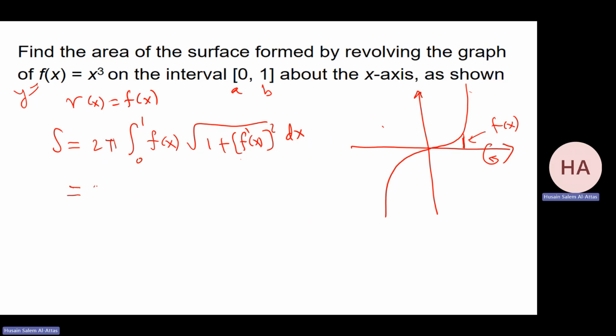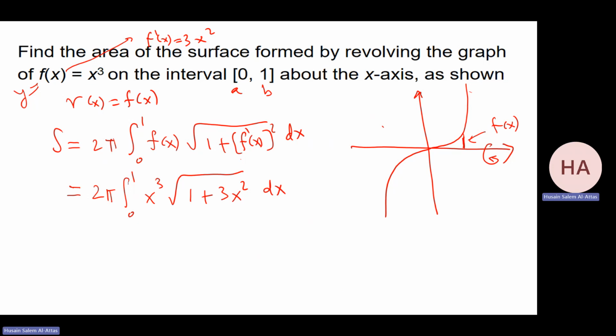That will be what? 2 pi, if this is f of x, what will be f prime of x? Easy one, 3x squared. So I have 2 pi times the integral from 0 to 1 of x cubed, that is f of x, times the square root of 1 plus 3x squared, dx.